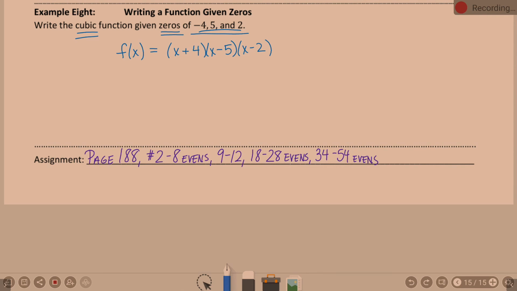So if we multiply the first 2, x plus 4 times x minus 5 is going to be? X squared, x times x. What else? Minus 5x plus 4x minus 20. We still have the x minus 2 I'm going to write down. Could we clean that up a little bit? This is x squared minus x minus 20 times x minus 2.